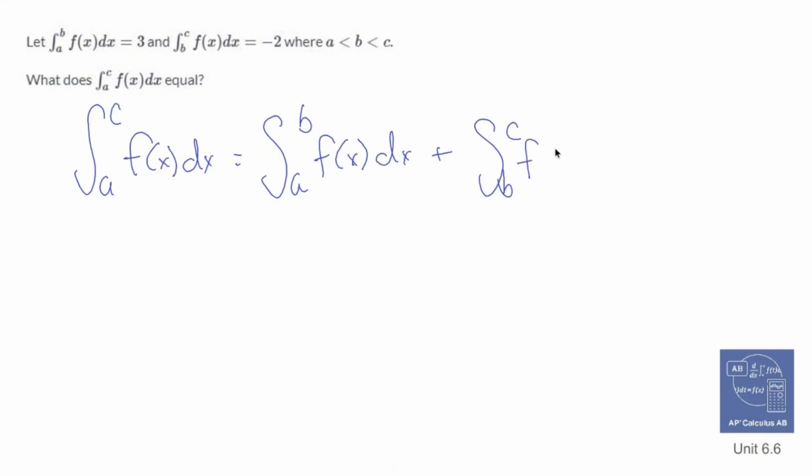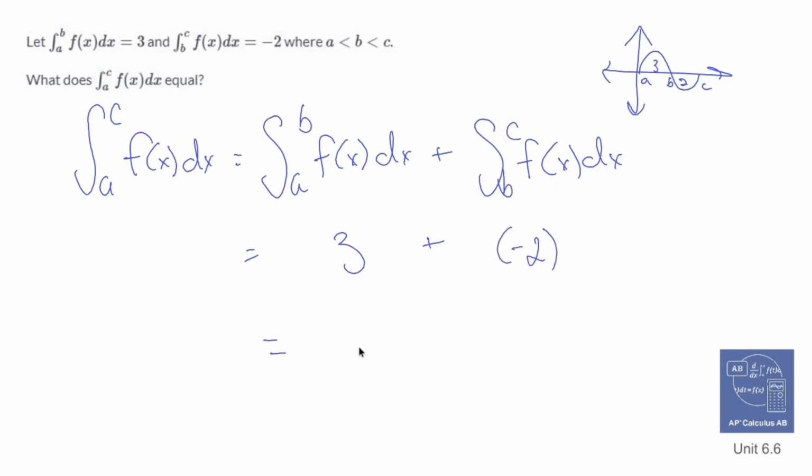I don't know what these areas are, but if I were to show this graphically quickly, we have 3 and -2, so maybe you have a graph that looks like this, with your A, your B, and your C. It would make sense that A to B and B to C is going to be A to C. So knowing that, A to B is 3, B to C is -2, and adding those together, you get a big fat 1. Okay, so pretty standard type of problem, let's understand the rules of integration, and that's us understanding the rules of integration.